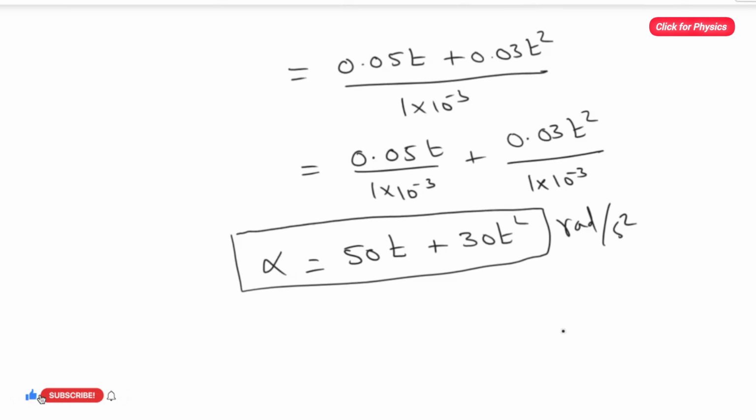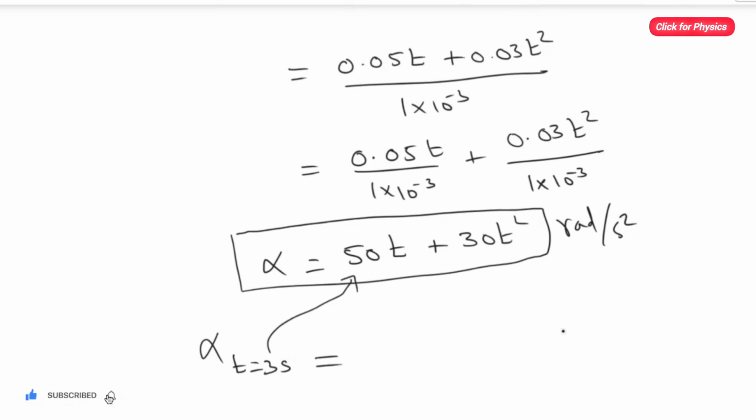Now, still the problem is not completed. We have to find the answer for time t equal to 3 seconds. So alpha at a time t equal to 3 seconds, we have to substitute the value of t as 3 seconds in this equation. Wherever you have t terms, you have to substitute 3 seconds there.